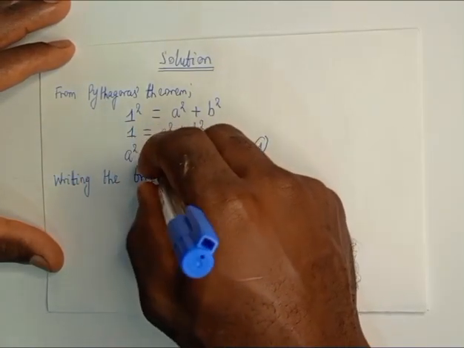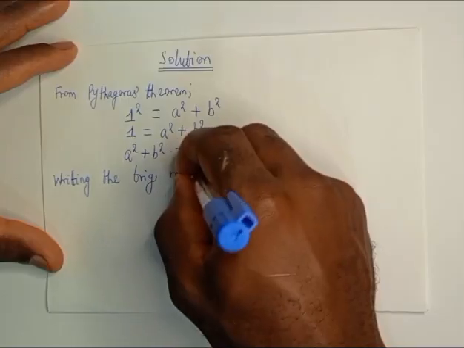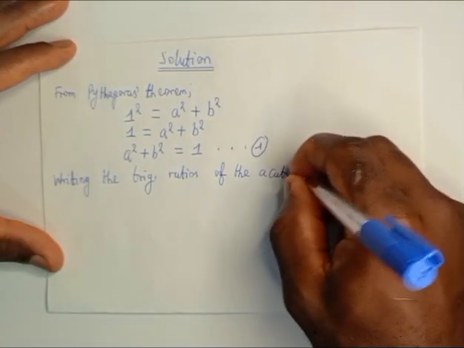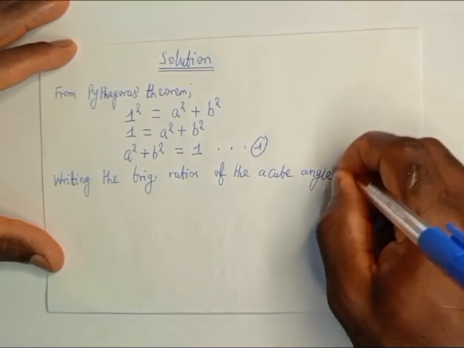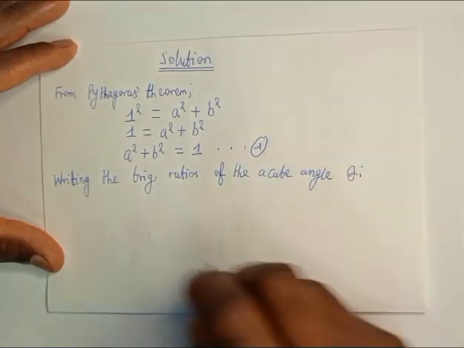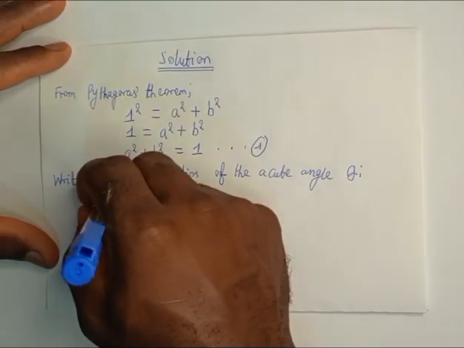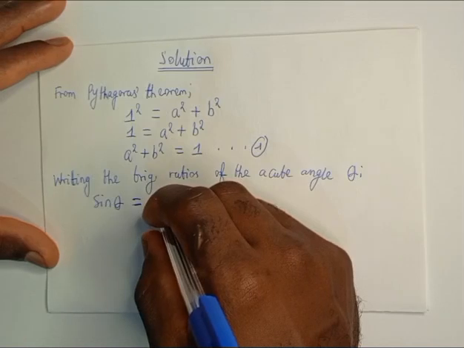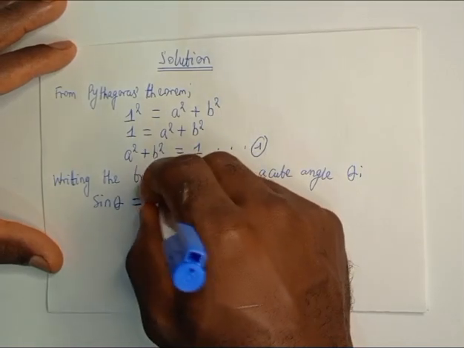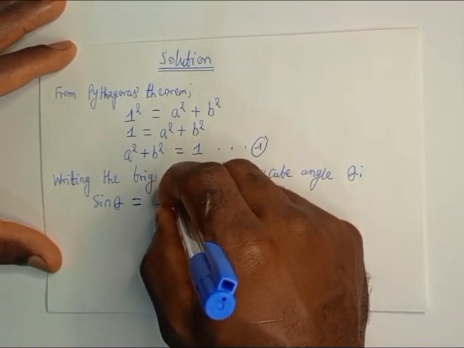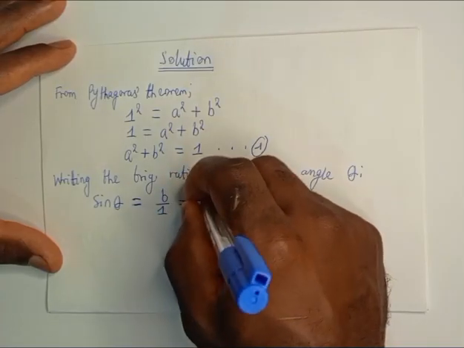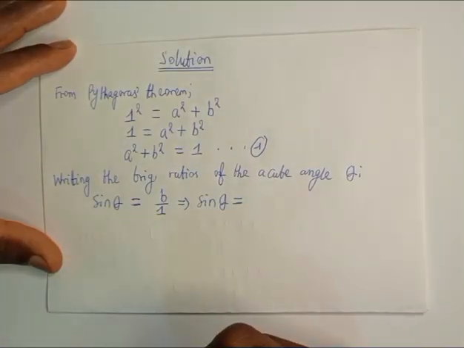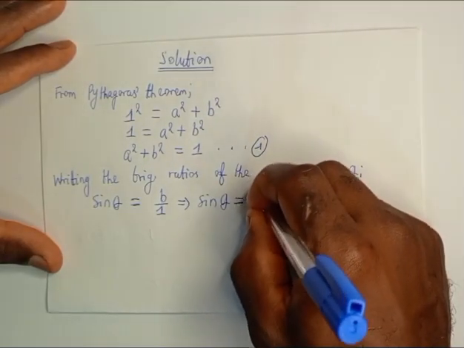Trig is the short form of trigonometric ratios of the acute angle theta. If we take the sine of the acute angle theta, it is simply given by the opposite over the hypotenuse, which is b over 1. And b over 1 will give us the sine of theta to be equal to b over 1, which remains b as such.